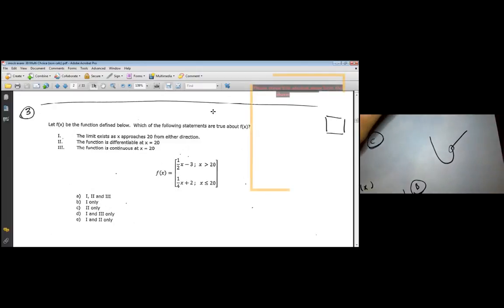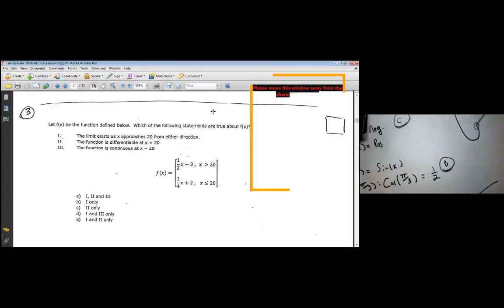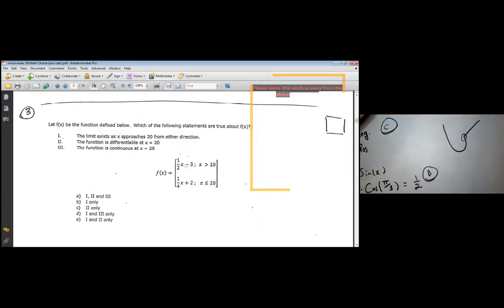Does that make sense? If we take the derivative of both of these equations and plug in the value, and we get the same number, then the function is differentiable? Yeah, if you take the derivative of each and plug in the value and you get the same, then yes, it is. Okay, thank you. You can see real quick here, when you take these derivatives, you're going to get 1/2 and 1/4. Yeah, that makes a lot of sense.